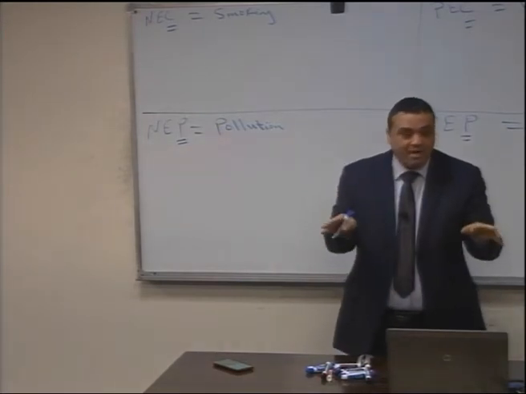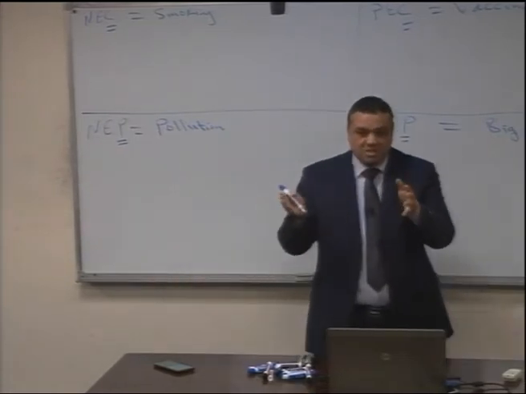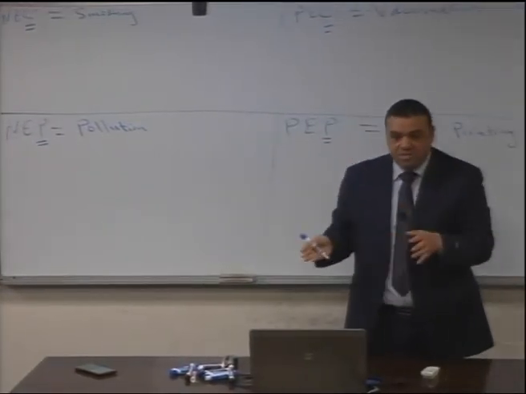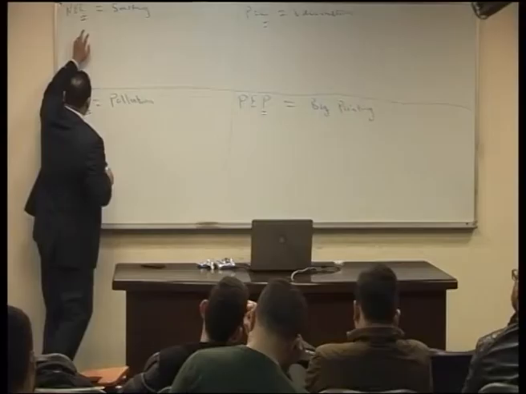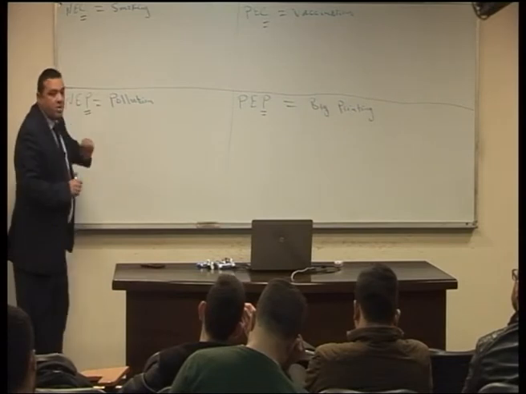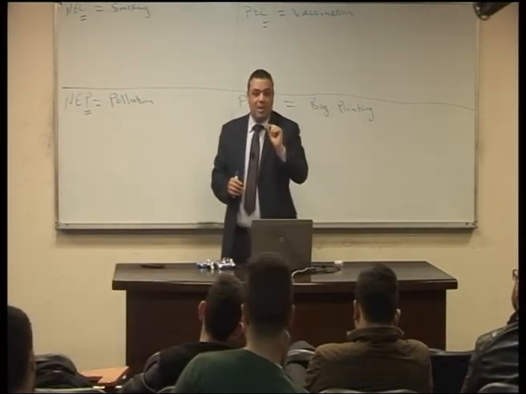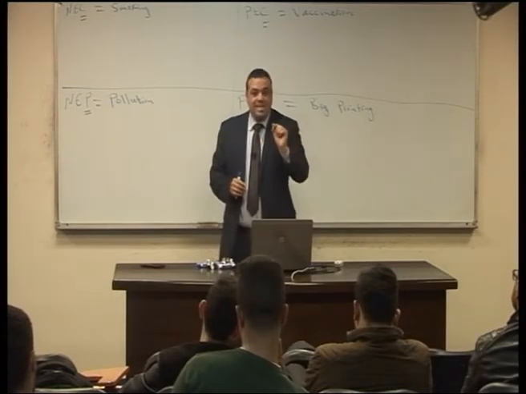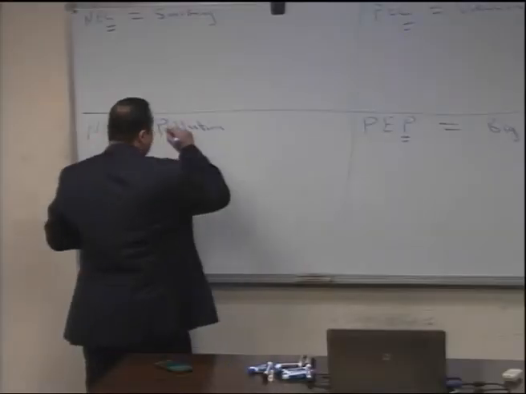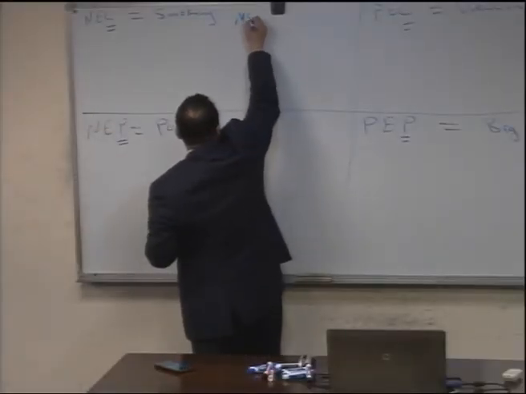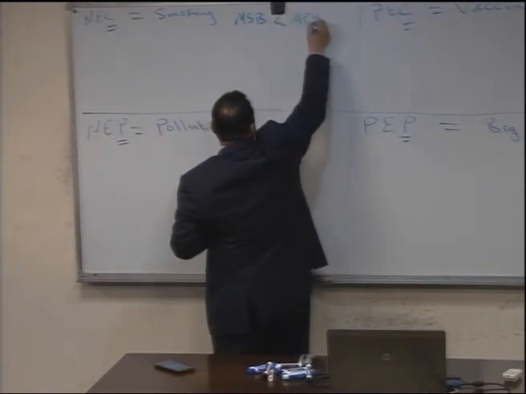Let's draw the graphs and determine where the marginal social benefits, marginal social cost, marginal private benefits, and private cost are. But before that, when we talk about smoking here, we said that the marginal social benefits is less than the marginal private benefits.